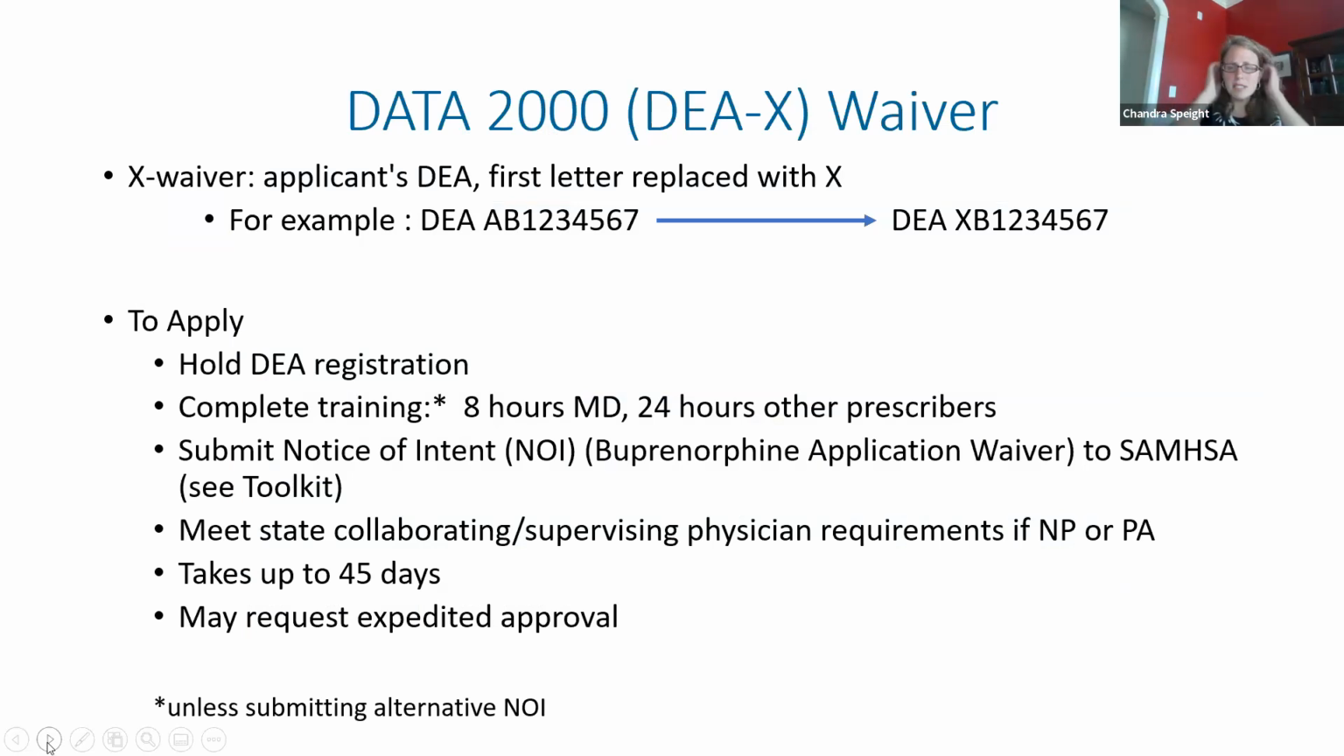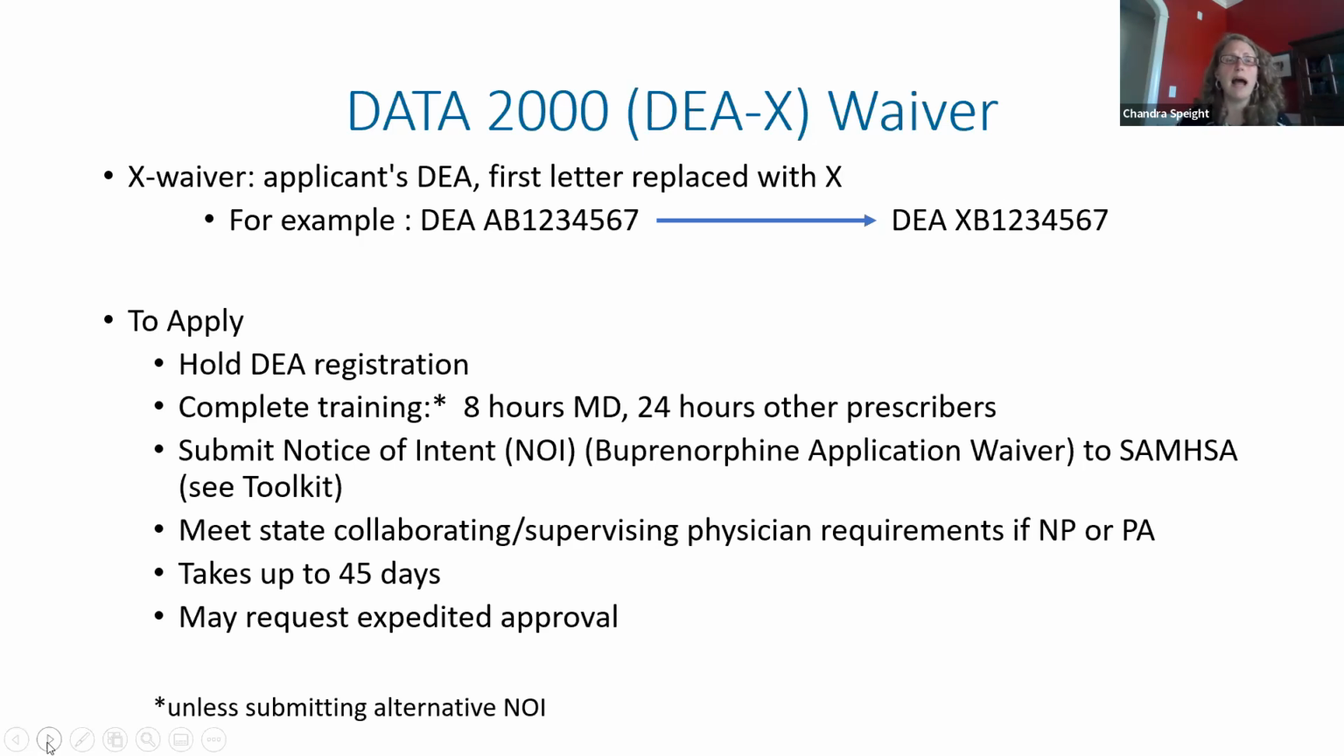So this is where things get confusing for some folks. Buprenorphine is, like I said, a Schedule III medication, and you have to apply for a DEAX waiver in order to prescribe it. And sometimes it's called a DATA waiver, a DATA 2000 waiver, and I'll tell you what DATA means in a few minutes. But an X waiver is just your DEA license with the first letter replaced with an X. So I gave an example there.